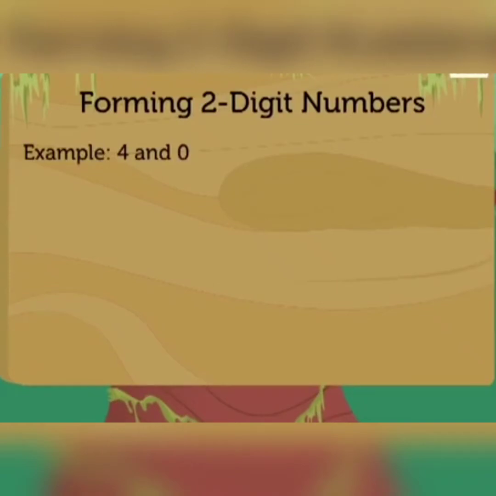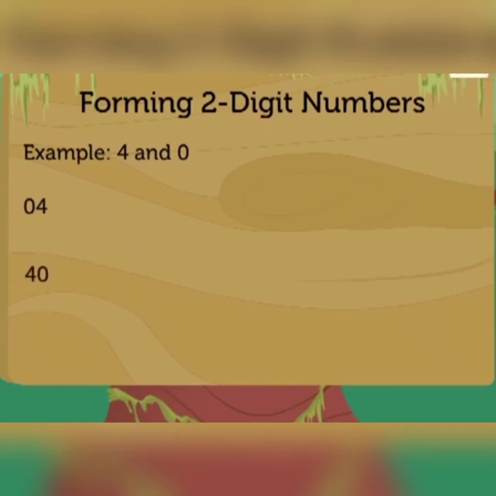We have two digits 4 and 0. Here we can form two numbers. Which are the two numbers? Yes, 04 and 40.